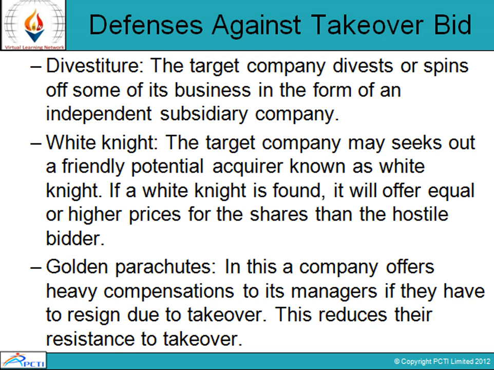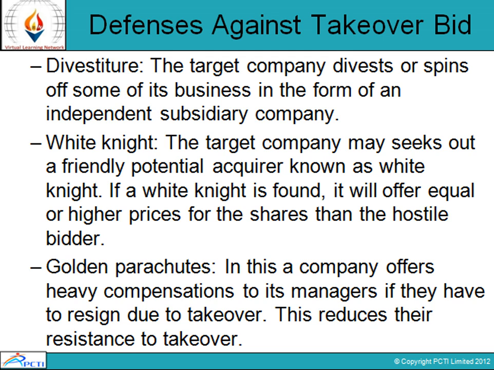Another is divestiture. In a divestiture, the target company divests or spins off some of its business in the form of an independent subsidiary company. So in such a situation, part of the company can be sold for cash or part of the company can be divested through a spin-off where shares in the divested company are distributed to the shareholders.